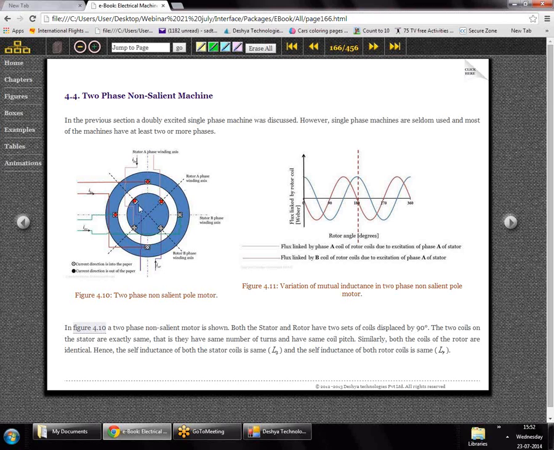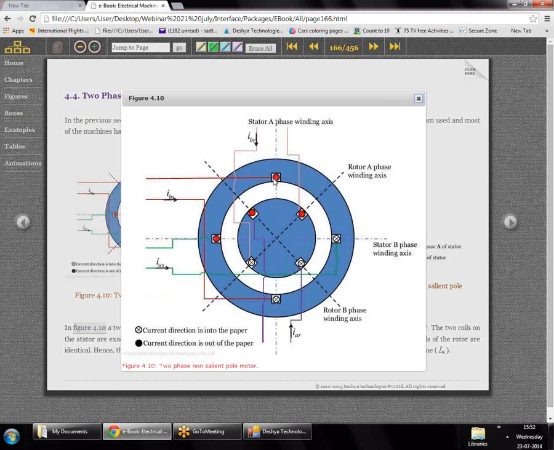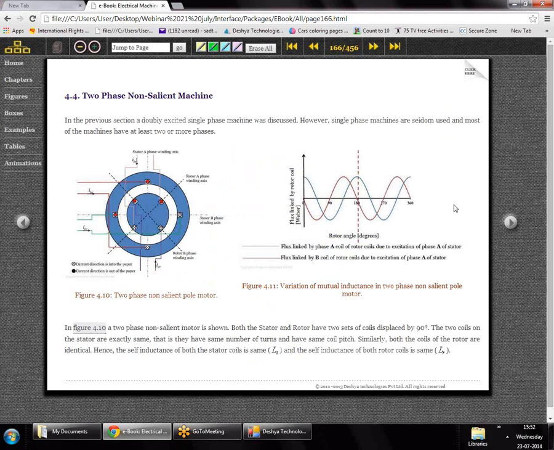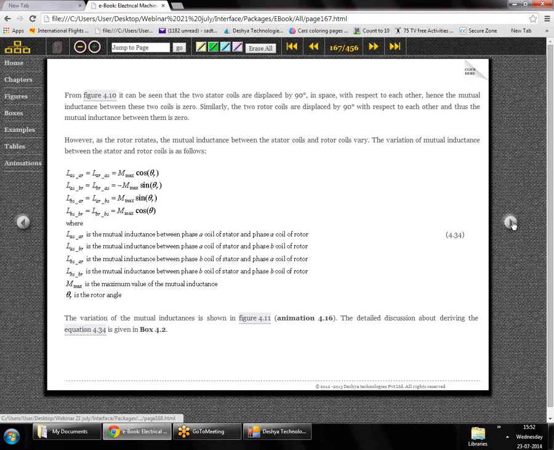So here we can see that the stator has two coils, and the rotor has two coils, A and B phases. So coil A and coil B. A represents A phase and B represents B phase. And if you see this figure very carefully, then the phases of the stator are displaced by 90 degrees in space with respect to each other. Similarly, the phases of the rotor are displaced by 90 degrees with respect to each other.